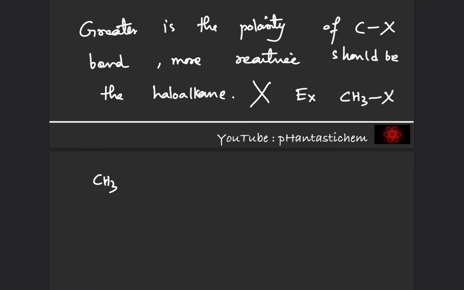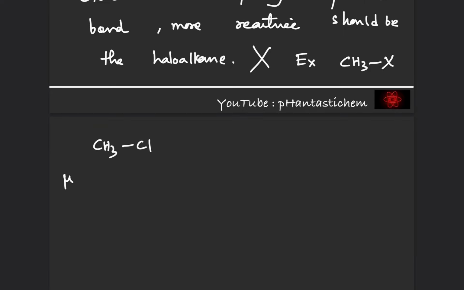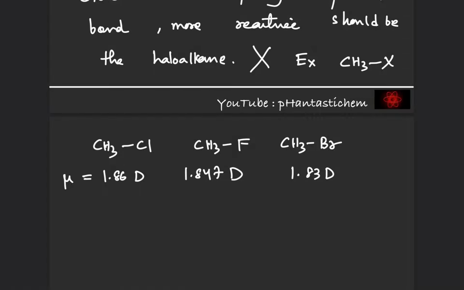So in the case of CH3Cl, the dipole moment is 1.86 debye. Then we have CH3F, the dipole moment is 1.847 debye. In CH3Br, the dipole moment is 1.83 debye, and in CH3I, the dipole moment is 1.636 debye, right? So therefore you can see this is the most polar bond because it has the maximum dipole moment, then CH3F, then CH3Br, then CH3I. So therefore this is the order.